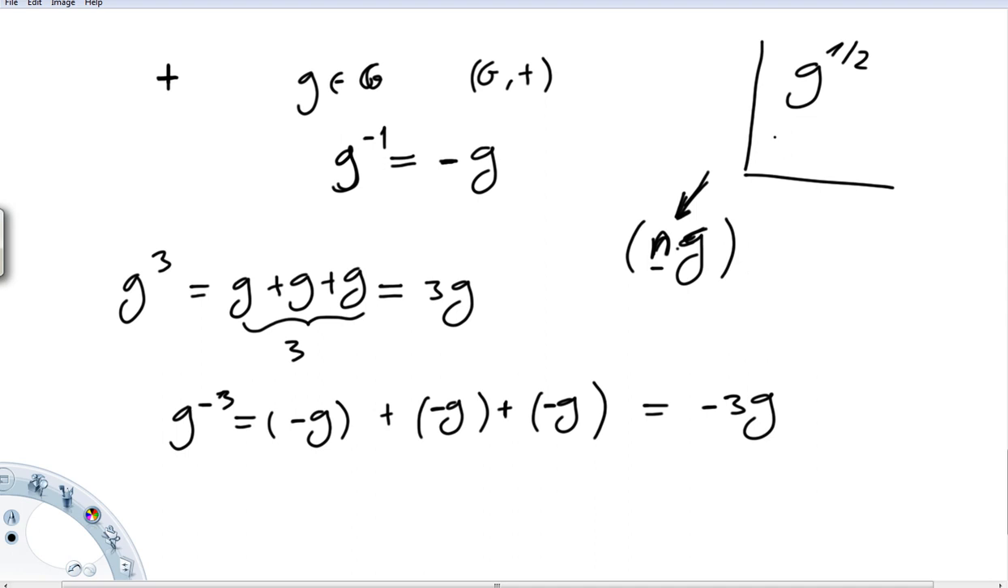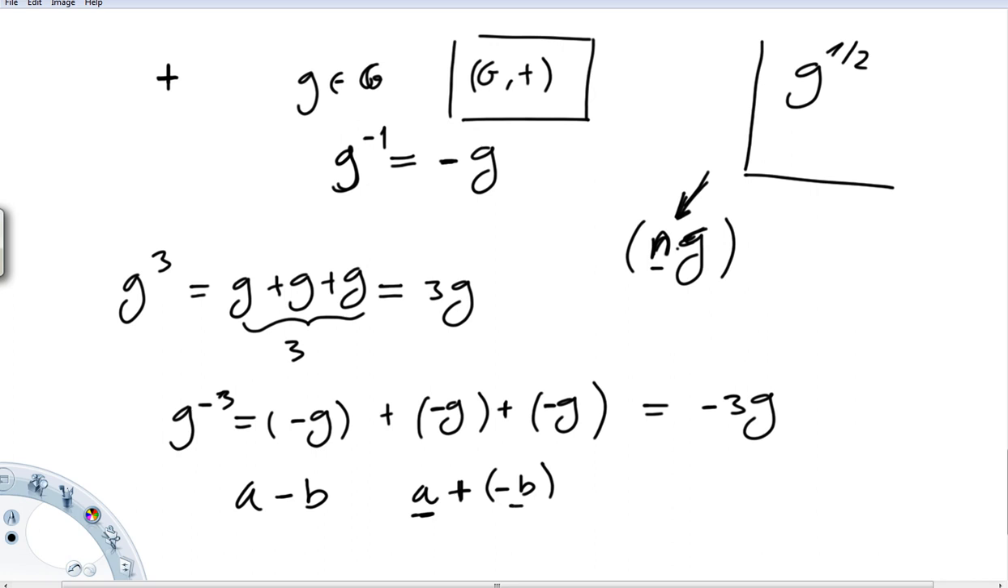Now, another thing I want to say is, for instance, for A minus B, in group operation you should write A plus minus B, because the operation, like here, is the set G under addition. So this is not A minus B, this is A plus the inverse of B.